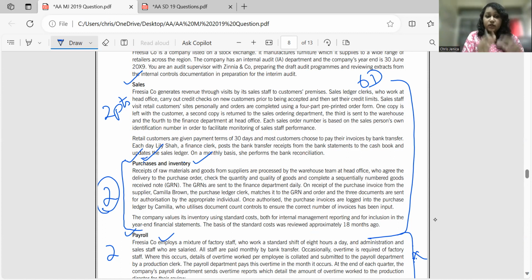Make sure you have these things in your mind first and then start reading the question. Now that you know from sales, I'm going to pick up 2 deficiencies. Anything other than that, let me look into it after the complete payroll. Okay. Now, reading from the top.